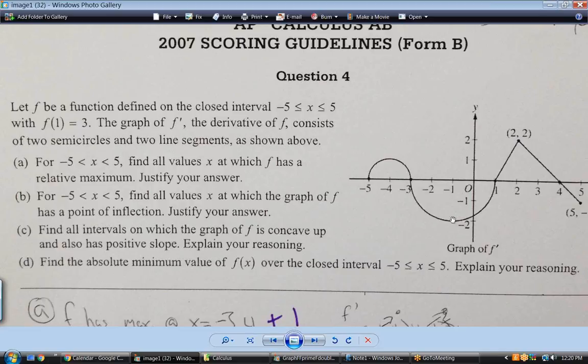Because this function, the first derivative, is increasing from -1 to 2, therefore the second derivative has to be positive. That means concave up again. Okay. Well, first derivative is decreasing from this point to that point. Second derivative's got to be negative. Concave down.